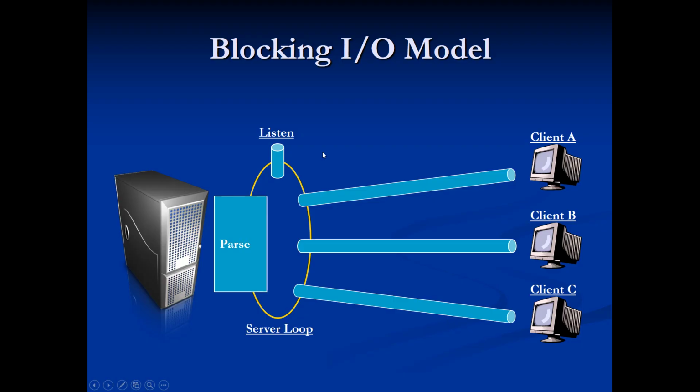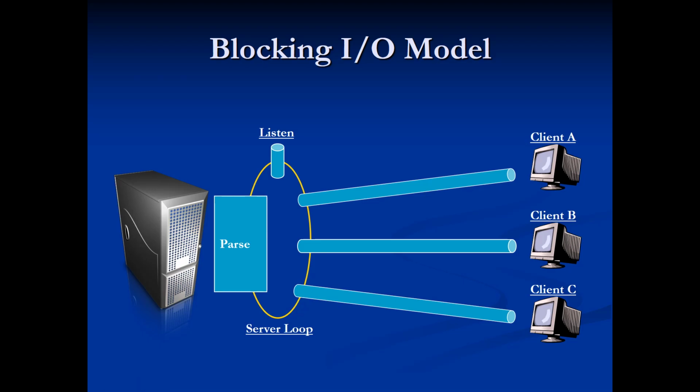Keep in mind that clients A, B, and C are connected clients. The server side has 4 sockets right now. The listen socket up here is listening for any incoming connection requests. There is the socket that's logically connected to client A, the socket logically connected to client B, and the socket logically connected to client C. So there are 4 sockets right now.